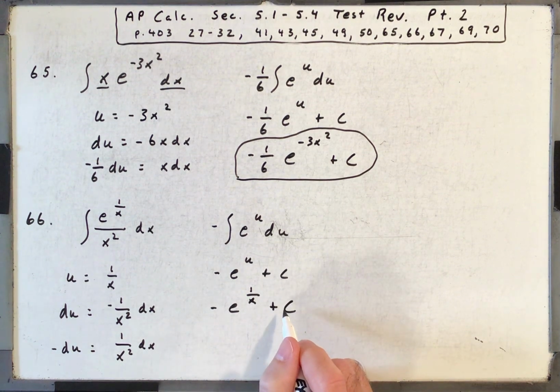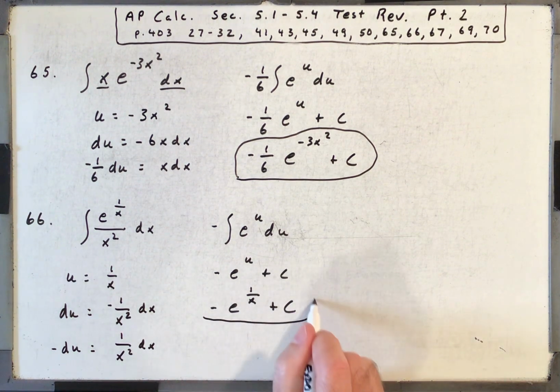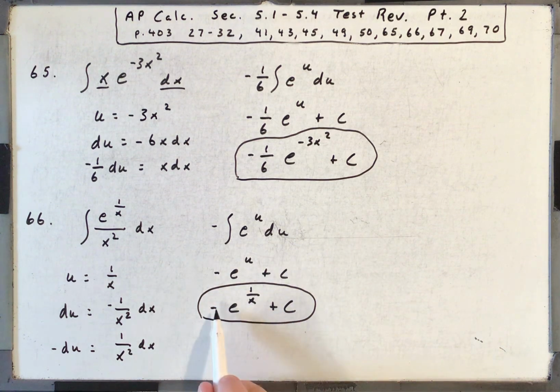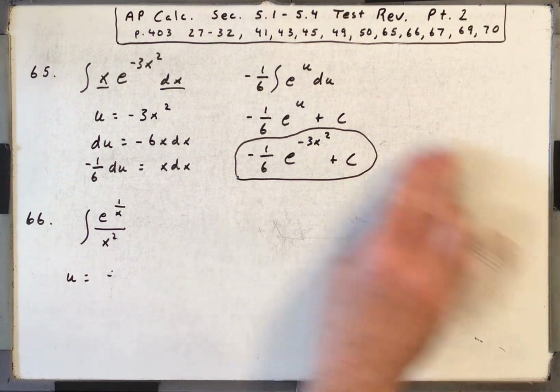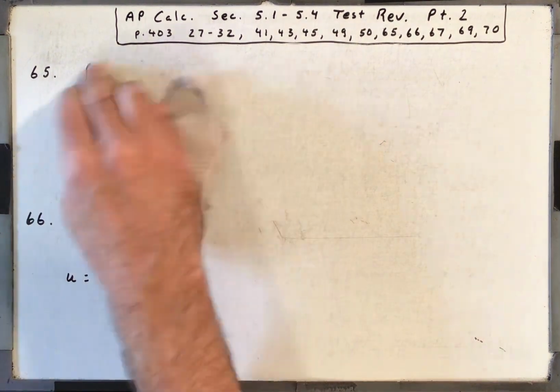All right, and you can take the derivative of that. It's going to be minus e to the 1 over x times negative 1 over x squared. And then two negatives will cancel, and you'll be right back here. All right, great. 3 more to go. And I'll talk about the test just a little bit.